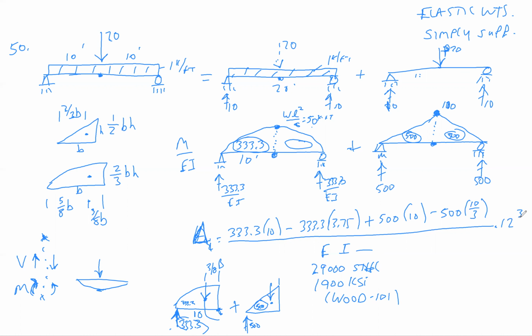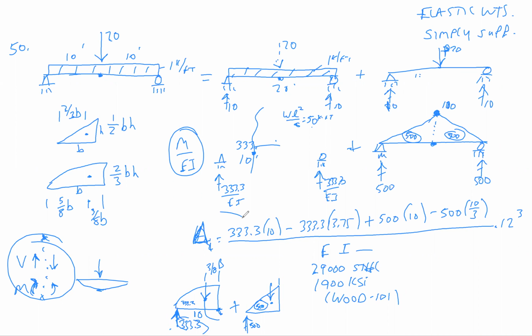So that's the method of elastic weights that can be used for simply supported beams. So you don't have to do the double integration method if you don't want. Moment area and elastic weights are pretty easy to get through if you can generate the M over EI diagrams, cut the section wherever you're interested in solving for the slope or deflection, and then look to the left or right, either way, follow your sign convention, and generate the equation.